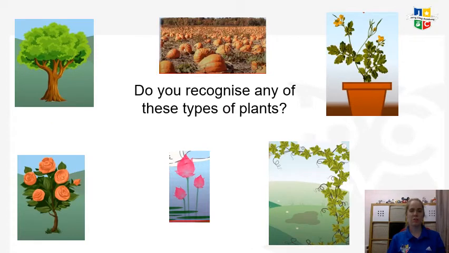In front of you now, you should be able to see six pictures of six different types of plants. Have a little look at them now and decide whether you think you recognise any of these types of plants. Have you seen any of them before? Do any of them look familiar? Are there any there that you don't recognise at all?